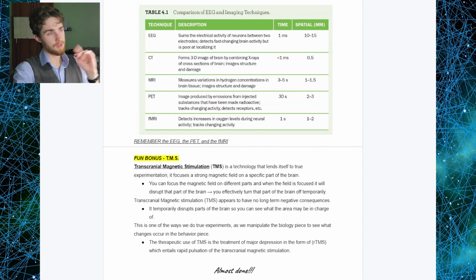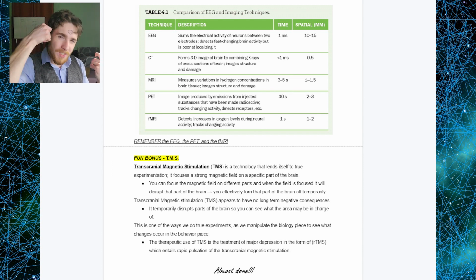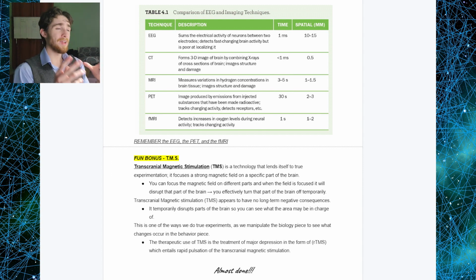But there is a little bonus that I put in here. Transcranial magnetic stimulation, TMS. TMS is a technology that lends itself to true experimentation in the field of neuroscience. All right, TMS focuses a strong magnetic field on a specific part of the brain. You can focus the magnetic field on different parts, and when the field is focused, those magnets will disrupt that part of the brain. You basically turn that part of the brain off temporarily. Transcranial magnetic stimulation appears to have no long-term negative consequences, so you better believe we're using it a lot.